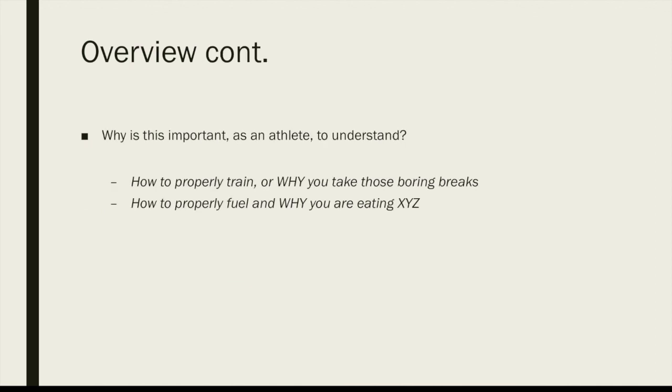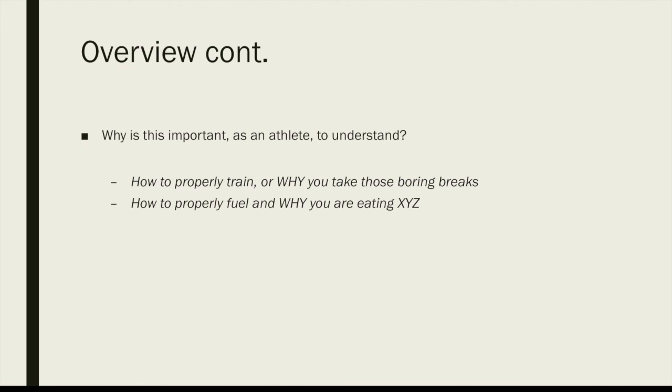So why in the world is this important as an athlete to understand? I mean, I'm not going to school right now to study anatomy and physiology. I don't understand why you just talked to me for the last 5 minutes or whatever it is about this. It's really important for you to understand these systems because even if you don't want to make your own training plan or your own nutrition plan, you'll understand why us coaches do and why we're telling you to do a certain thing.